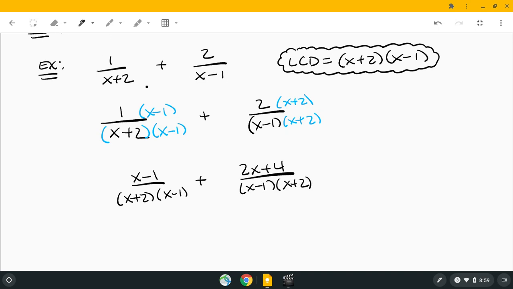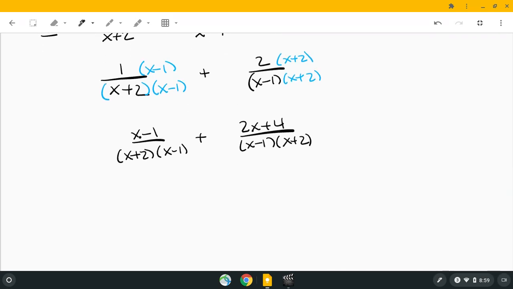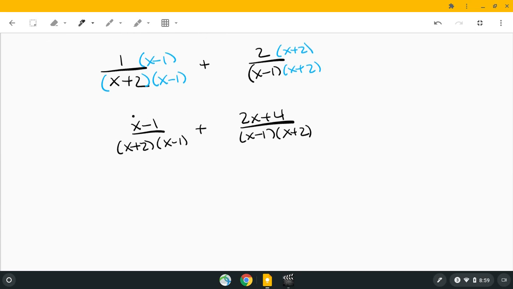All right, so once we're done multiplying just the numerators, not the denominators, we can go ahead and combine like terms. So here it's x. Watch your sign here. If this is subtraction, you've got to be careful. This is addition. x plus 2x is 3x. Negative 1 plus positive 4 is 3. And again, just keep your denominators factored. Don't multiply them out. Okay, so here's our answer.